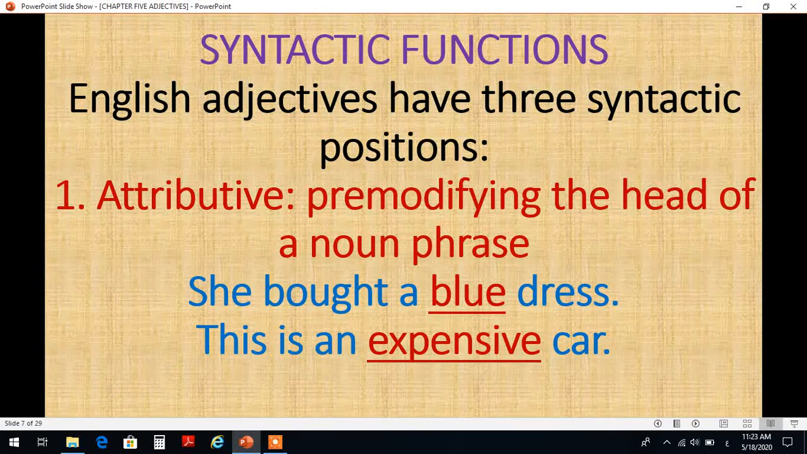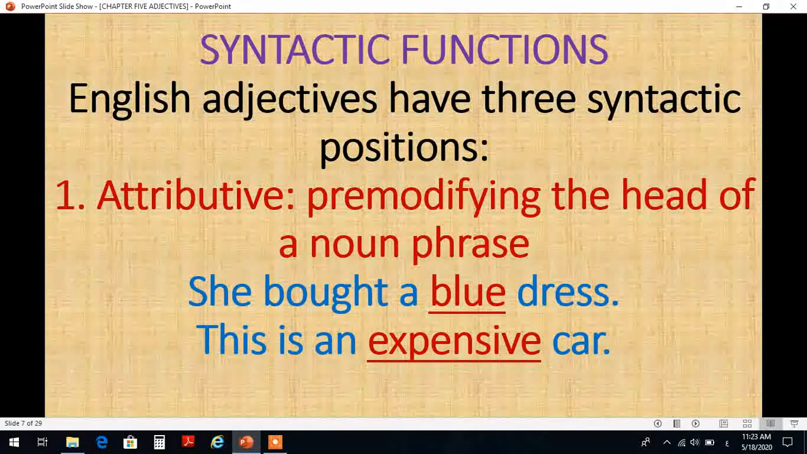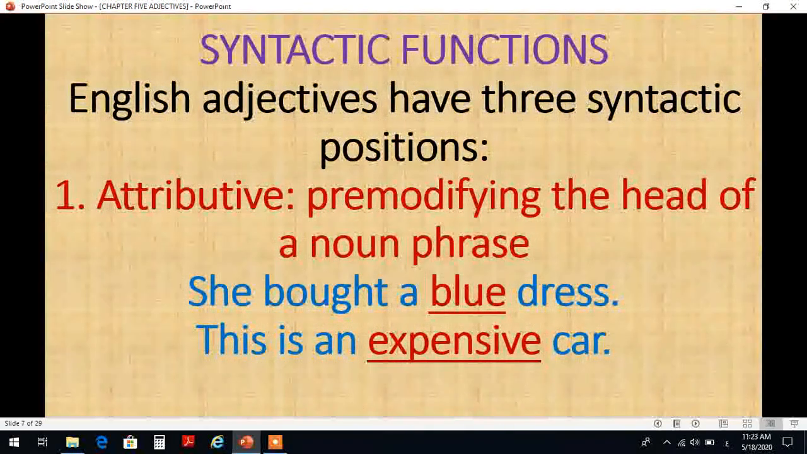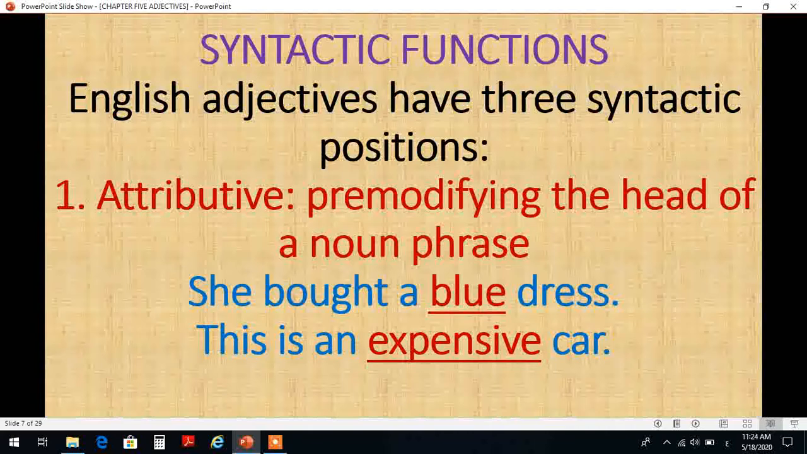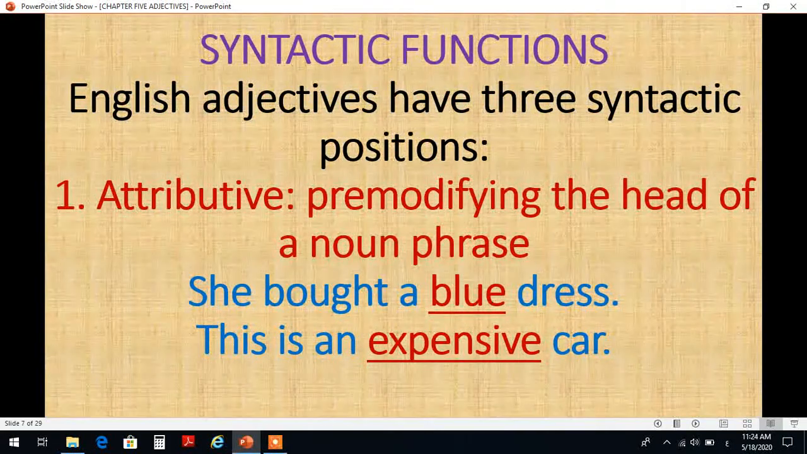To use an adjective and then you have a noun that this adjective is describing. So we say, for example, she bought a blue dress. So blue is an attributive adjective describing a noun following it, which is the word dress. Or we can say this is an expensive car. Again, expensive is an attributive adjective describing a noun following it, which is the word car. So in this case, when you have an adjective followed by the head noun of the sentence, this case is called attributive adjective.